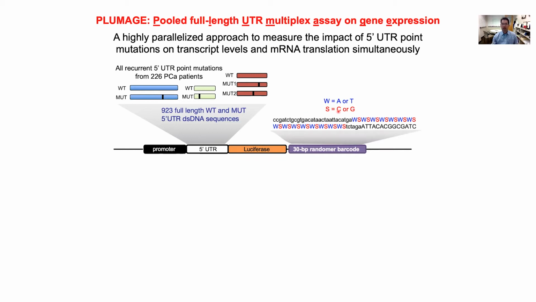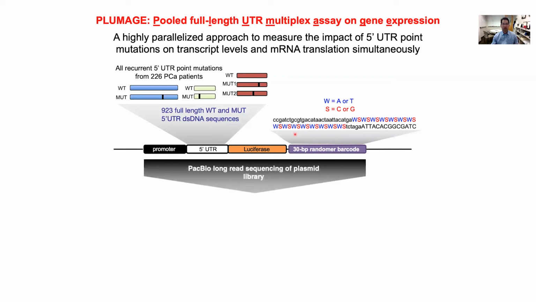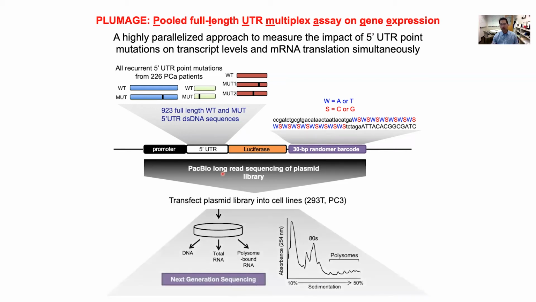In order to link the barcode to the various 5' UTRs and pull out the correct linkages between the two, we did PacBio long-read sequencing of our plasmid library. Through this, we were able to constrain our library down to about 216,000 unique plasmids. Once we had our library identified and had basically the address book for our entire library, we transduced these into various cell lines and then measured our barcodes at the DNA, RNA, and polysome bound levels.